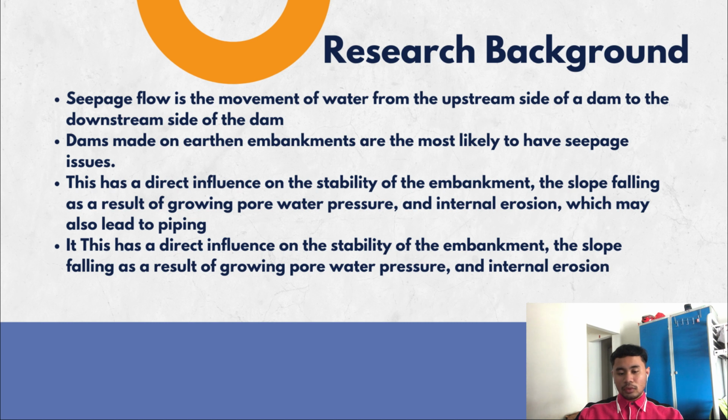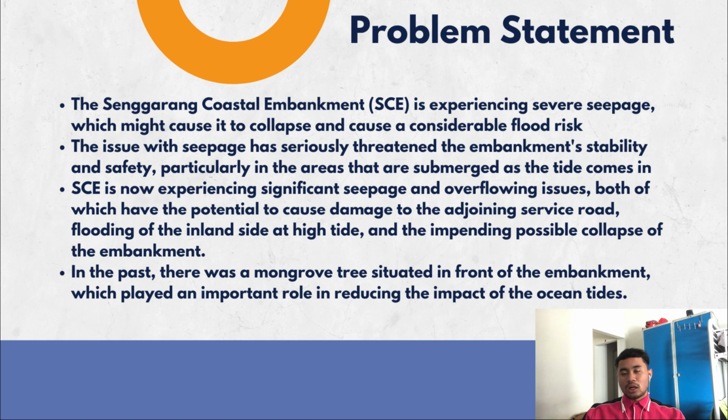So if the whirlpool is present, it is possible that the dam will break, and then this has a direct influence on the stability of the embankment, and it can lead to the slope failing and the growing of poor water pressure and internal erosion, which also leads to piping. Next, I will present about the problem statement.